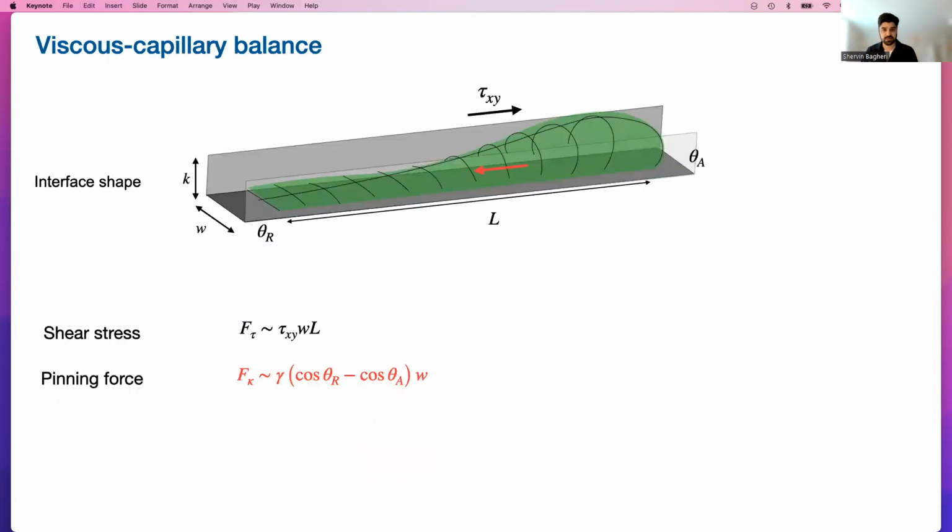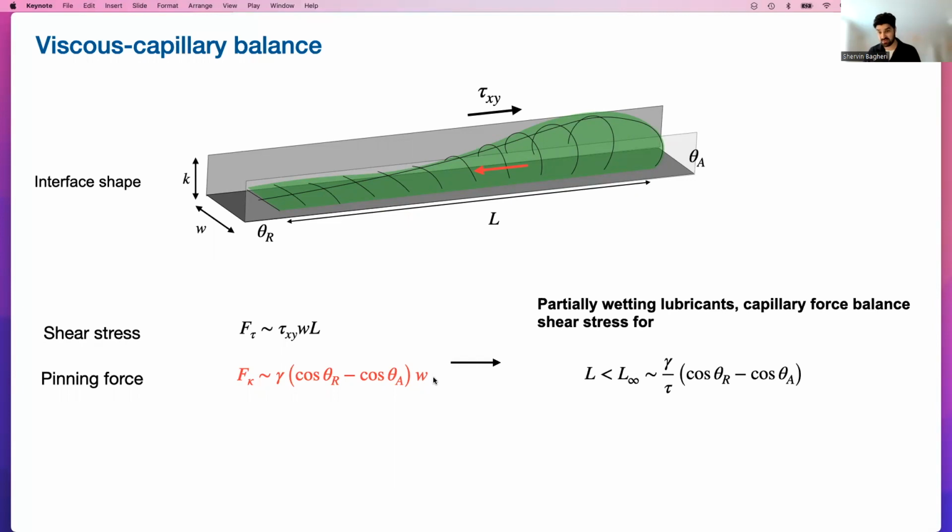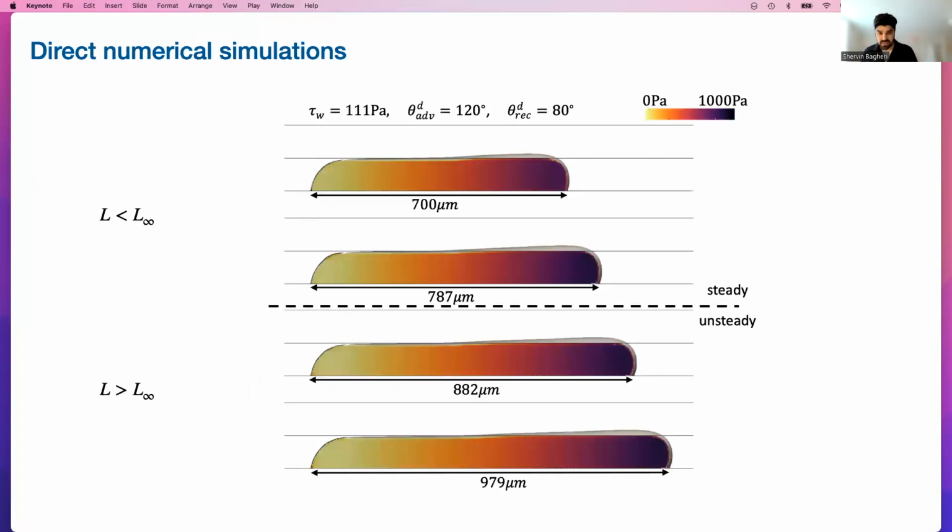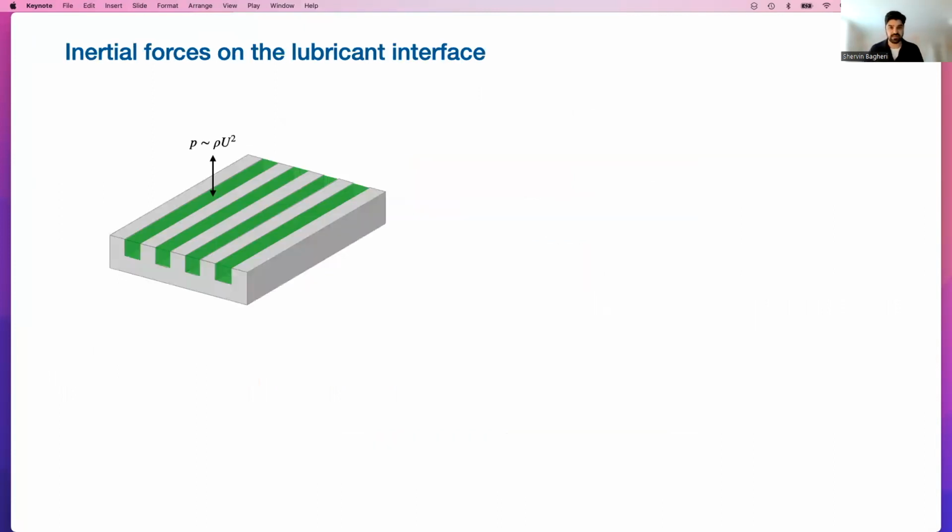Right, so you can formalize this also analytically. You have the shear stress here in black. You have the pinning force here, which depends on the contact angle hysteresis, the surface tension, and the width of the channel of the groove. And you can balance these two, and you get a design rule similar to Wexler's, but now for partially wetting lubricants. So if you create finite grooves that are smaller than L infinity, which is related to what I just mentioned, contact line hysteresis and the ratio of surface tension to shear stress, you should be able to retain the lubricant. And yes, this is basically the same thing. We can skip that.